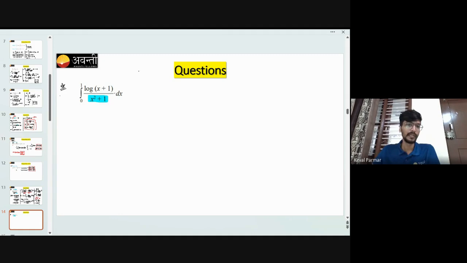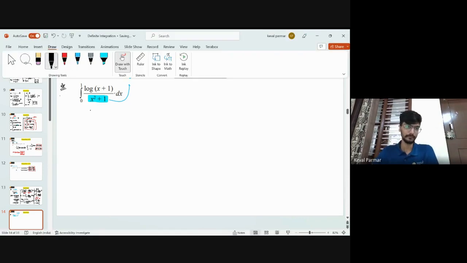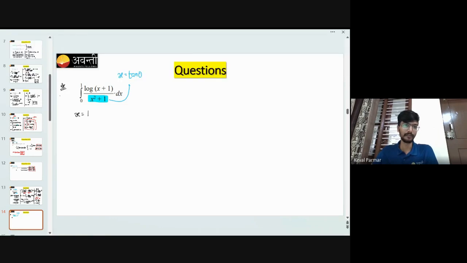So 1 plus x square, what hint do I get? I need to substitute x equal to tan theta, so that this will become 1 plus tan square theta, which I can write as sec square theta. So if I put x equal to tan theta, that means dx will be equal to sec square theta d theta, and my limits will also change. It will become from 0 to pi by 4.